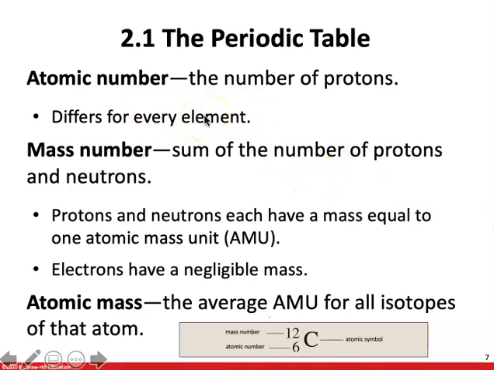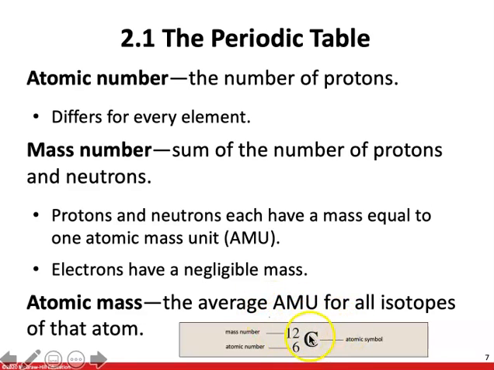Now the mass number is a little bit different. The mass number is going to be equal to the sum of the number of protons and neutrons that are found in the atom's nucleus. The atomic mass is going to be the average AMU for all isotopes of that atom, and it's going to be approximately equal to the mass number. Typically, when we're looking at an atomic symbol, the atomic number is going to be written as a subscript in the lower left-hand side of the atomic symbol. The mass number is going to be written above as a superscript.